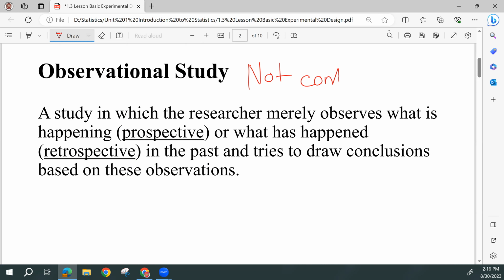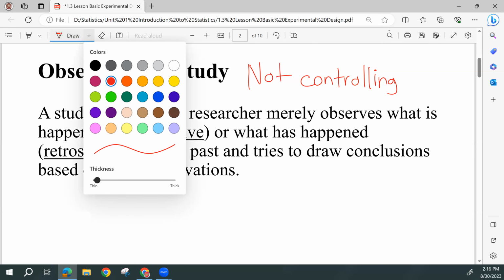So we are just going to, I don't know if that's two L's, please correct my spelling, observe what is happening with subjects, or we can go back and look at previously collected data about a sample, and then we can take that information and draw conclusions based on those observations. And so you can see there are two types of observational studies.